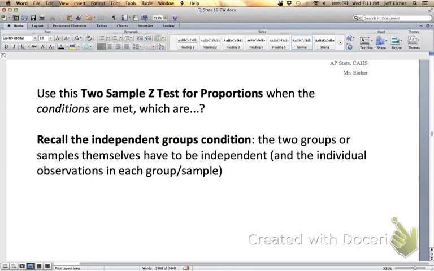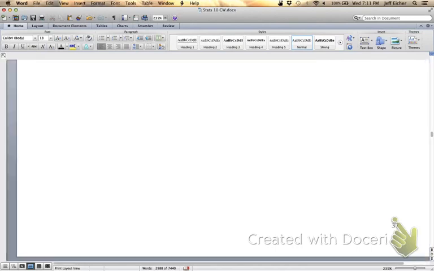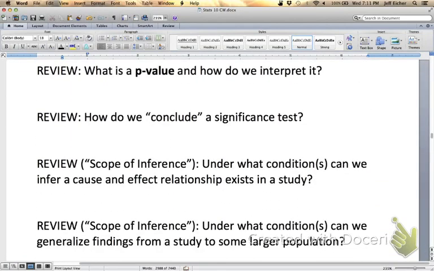And we can talk more about that when I return. I wanted you to review this information. If you'd like to pause the video, you can review this. This is all information. Well, the first 2 are from Chapter 9. The last 2 about scope of inference are from Chapter 4.